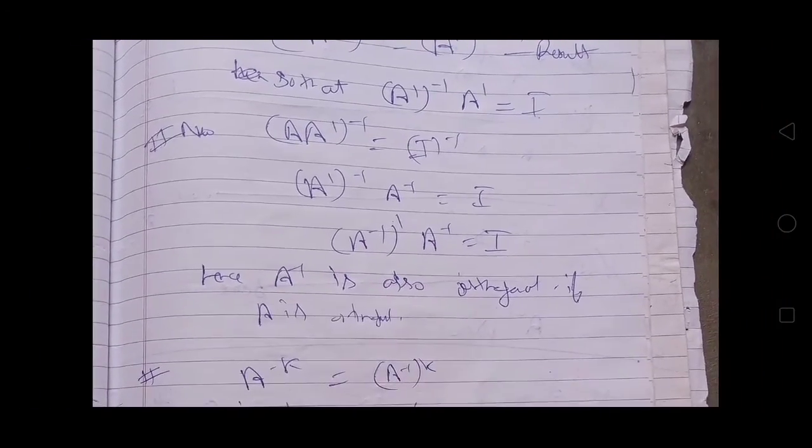Okay, now see this note. Inverse of A into A transpose is equal to inverse of identity matrix, and inverse of A transpose into inverse of A is equal to identity matrix. Transpose of A inverse into A inverse is equal to identity matrix. Hence A inverse is also orthogonal if A is orthogonal. If A is any orthogonal matrix, then the inverse of the orthogonal matrix is again orthogonal.